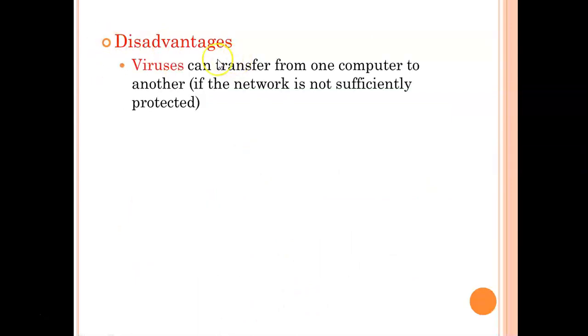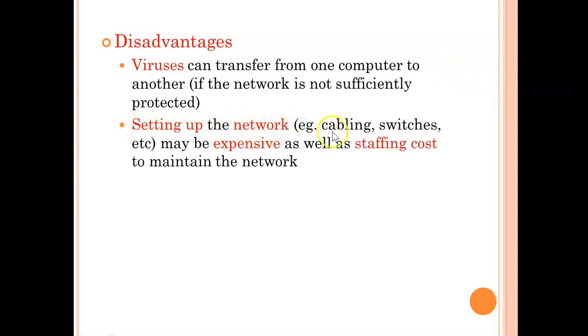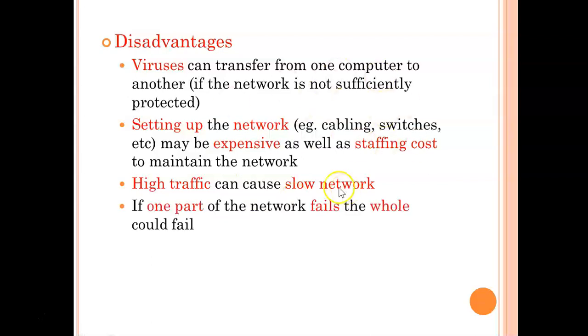Some disadvantages: viruses can transfer from one computer to another if the network is not sufficiently protected. So if one computer gets a virus, then all other computers are susceptible to getting that virus too. Setting up the network, getting the cables and the switches set up, that all can be expensive, as well as staffing costs to maintain the network. High traffic can cause a slow network. If you've got a lot of computers on the network sending information over the network, that can slow your network down. If one part of the network fails, the whole could fail.